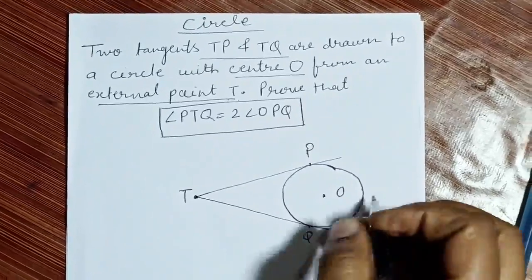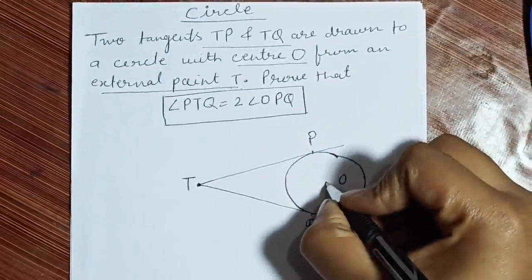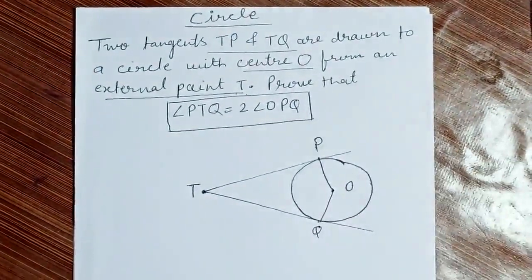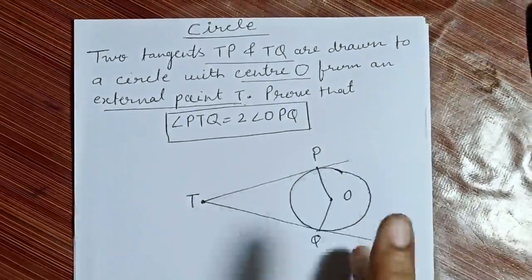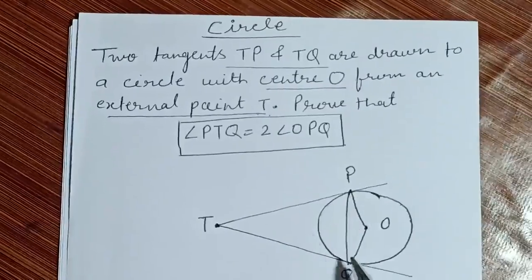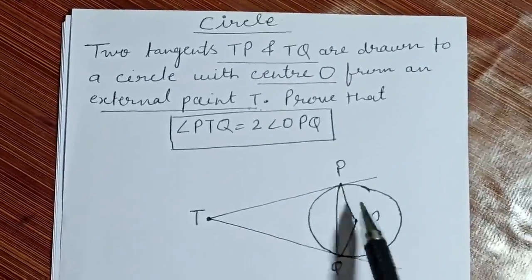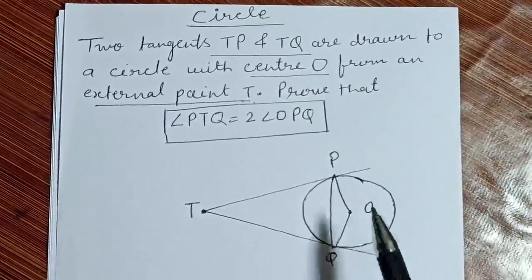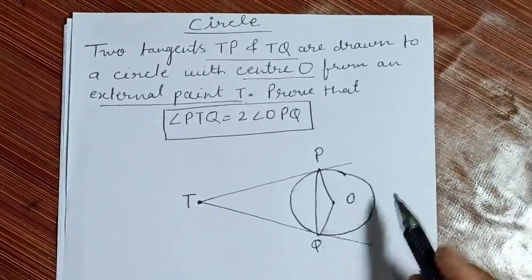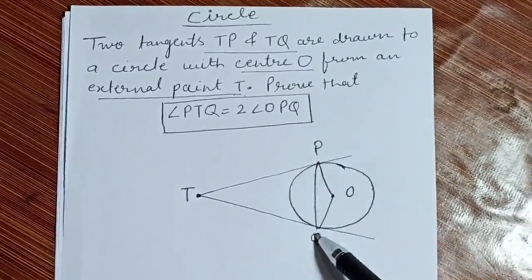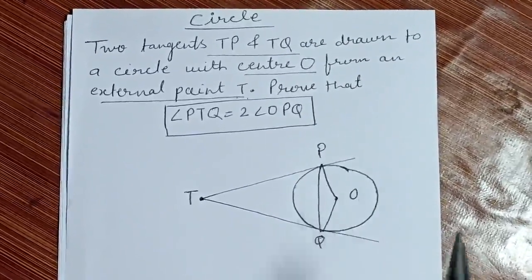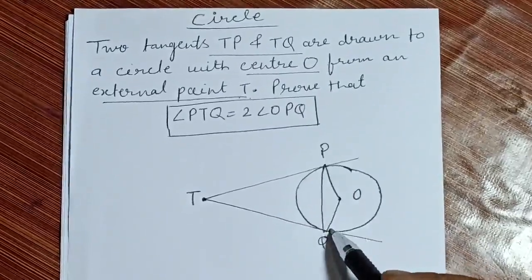Now join O to Q and O to P. So what do we notice here? OP and OQ are two radii of this circle. Now P to Q. So this is the chord of the circle. This is the center and these two are tangents. First of all, notice one thing: triangle OPQ is an isosceles triangle because OP and OQ are two radii, so two sides are equal.